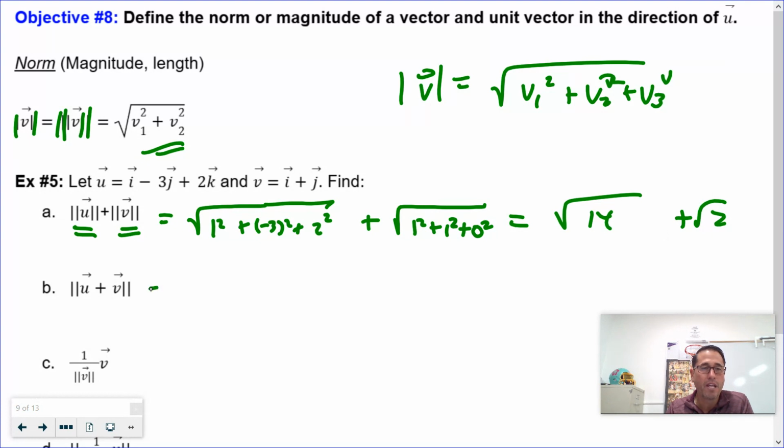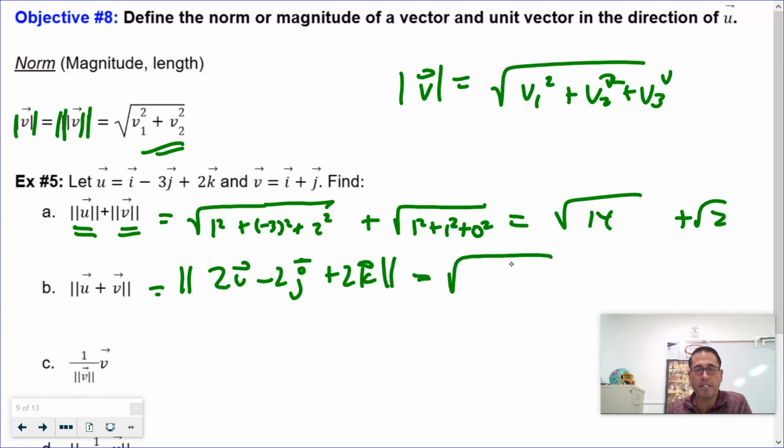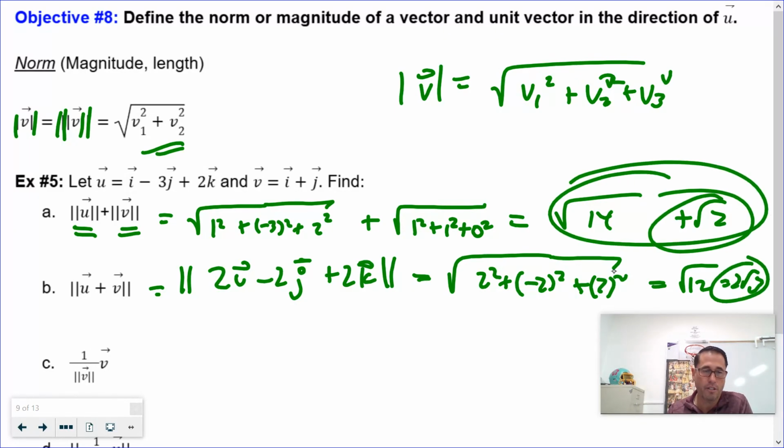Not bad at all, right? This one here, let's go ahead and see if magnitude can be distributed. If it could, we would get the same answer, but we're going to add those two vectors together first, and if I do that, I get 2i minus 2j plus 2k. And so in order to find the magnitude of that, it's simply 2 squared plus negative 2 squared plus 2 squared, which would be equal to the square root of 12, which would be 2 radical 3. They are not equal to each other.